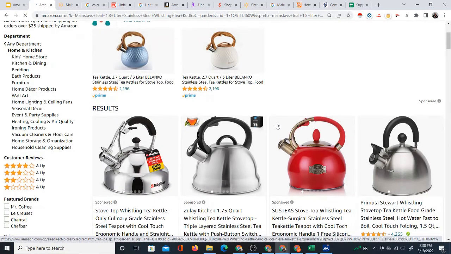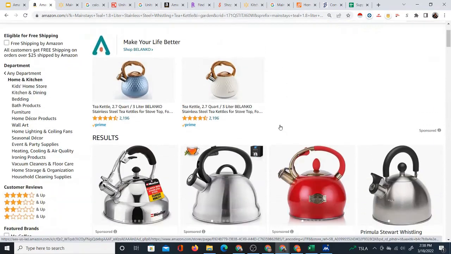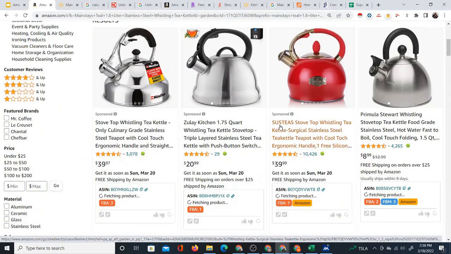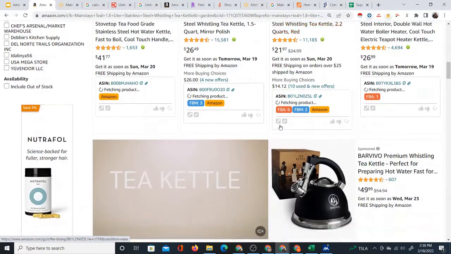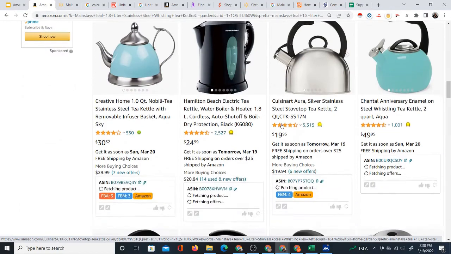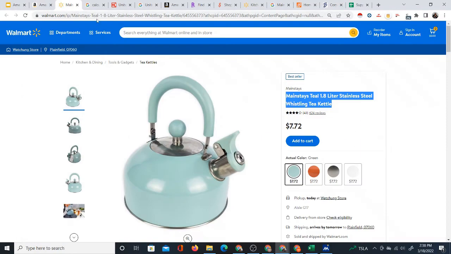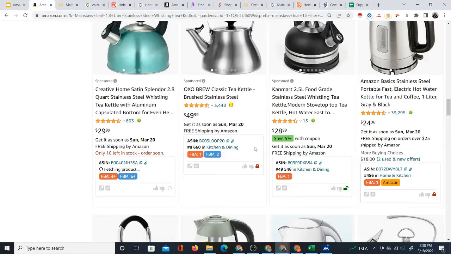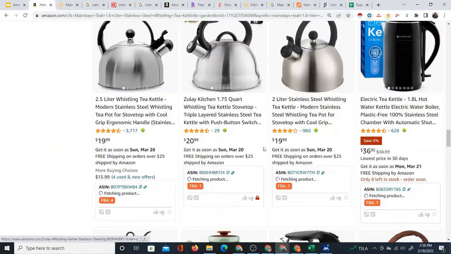Now, typically these search engines are pretty good, right? So like, I should be able to find the product fairly easily. Alright, I should be able to. So if I'm putting in Mainstays Teal 1.8 liter stainless steel whistling tea kettle and it's not coming up, it's very well not here at all. Right? It's not that difficult to find a product on Amazon.